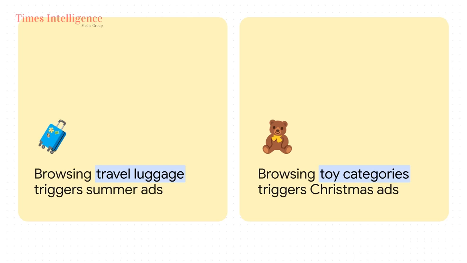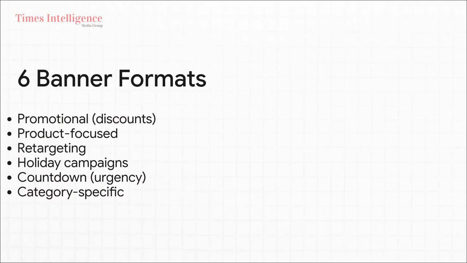To actually execute all that targeting, e-commerce companies generally use 6 major banner formats, and each one serves a very distinct objective. You've got promotional and countdown banners, which drive immediate urgency and direct purchases. Then there are product-focused and category-specific banners, which are geared more toward broad product discovery. Next, you have holiday campaign banners for those event visuals, and finally, retargeting banners.